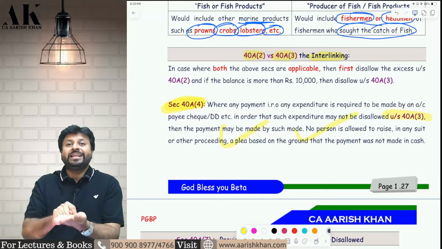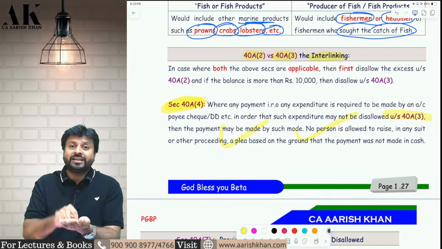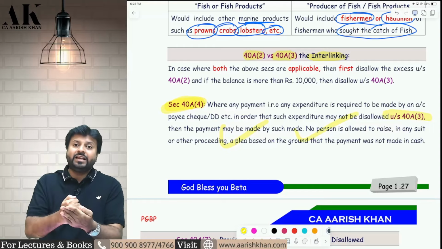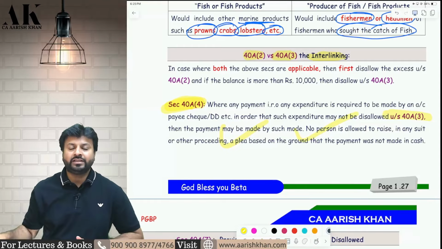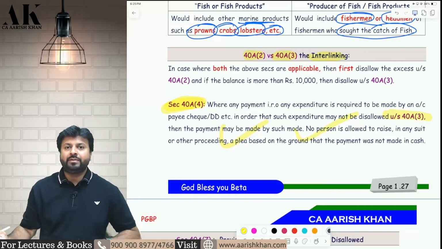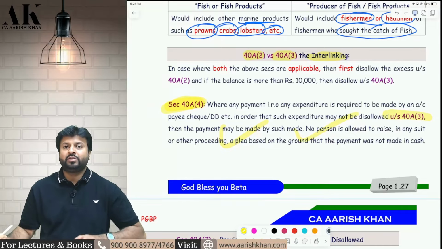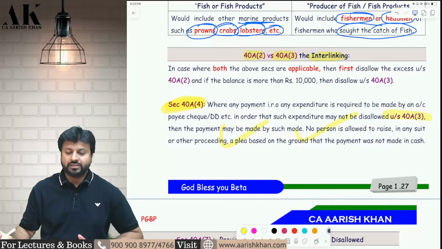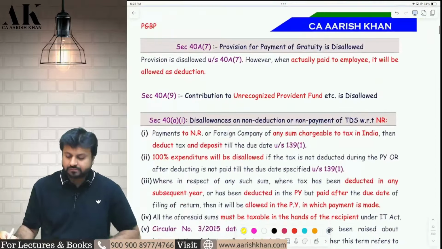So even if it is written in the contract that I will make the payment in cash, even if it is written in the contract that you will file a case against me, still you can break the contract to protect 48.3. You can break the contract to make the payment by cheque. You can break the contract to make the payment online rather than cash. Nobody can file a case against you. Okay. This is what this section wants to tell us.